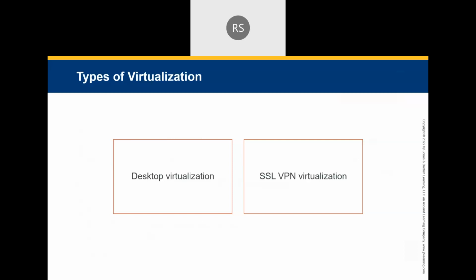Now, looking at the SSL VPN virtualization, this provides secure remote access to network resources using the SSL protocol. So the SSL VPN virtualization involves creating multiple virtual instances of SSL VPN appliances or servers to accommodate the needs of the different user groups and departments. Now, both of these, the desktop virtualization and the SSL VPN virtualization, offer unique benefits and they play important roles in most modern IT infrastructure.